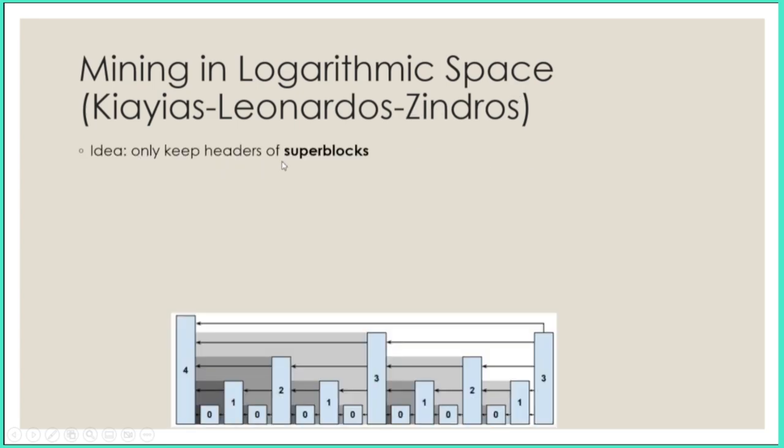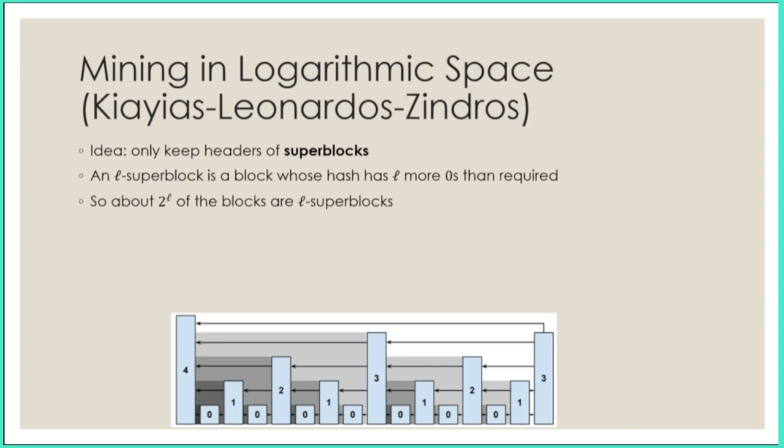And the idea is that we only keep headers of what we call superblocks. Now, I remind you that in proof of work, essentially what you need to do is to find a nonce that makes the hash of your block small enough. So like if the target is 30, then you need to find the nonce to put in your header such that if you take the hash of this header, it would start with 30 zeros. Sometimes you would actually accidentally stumble onto a block which, even though you only had to produce 30 zeros, you produced 35 zeros. So this is what we call a 5-superblock.